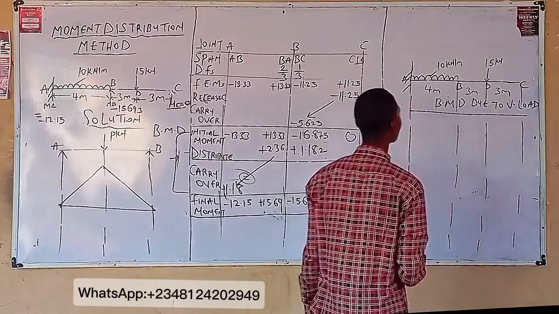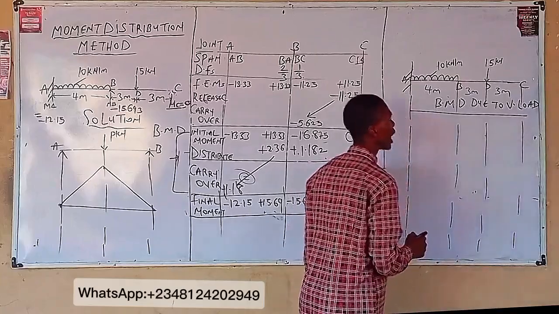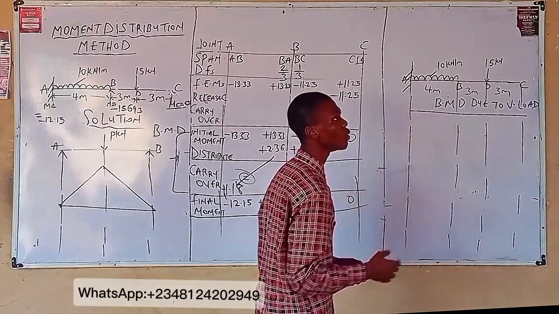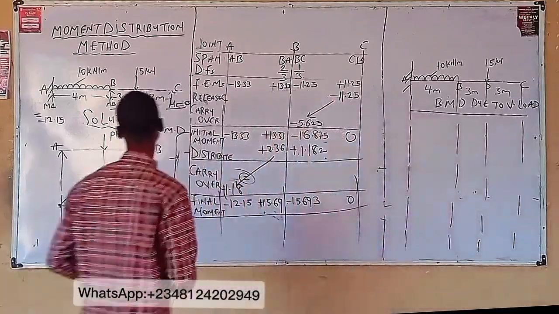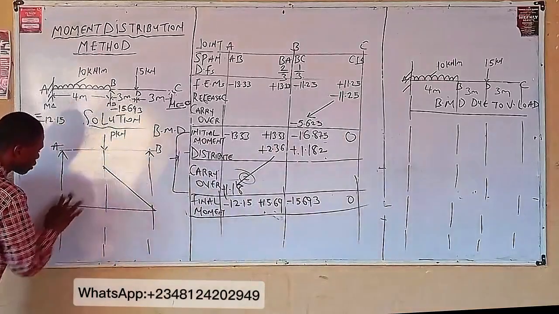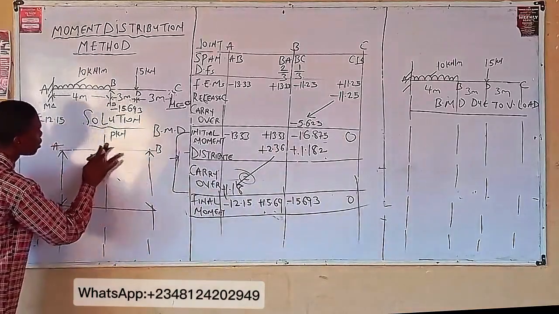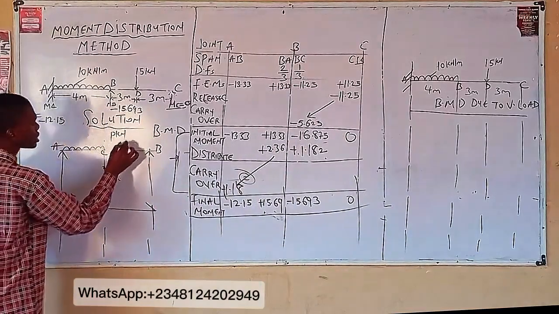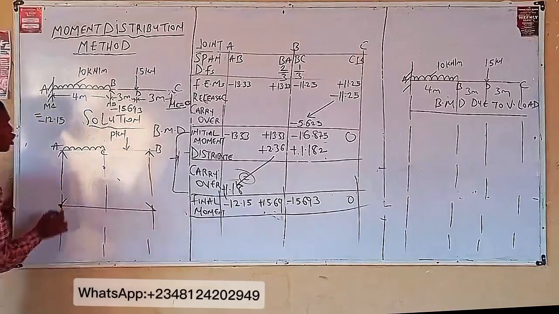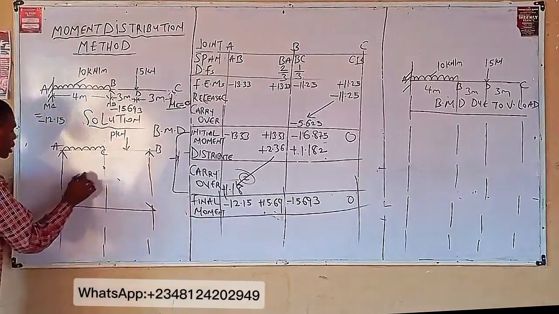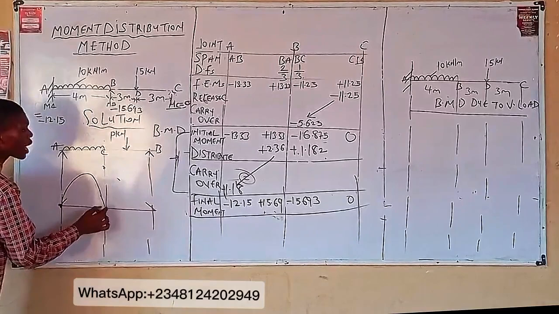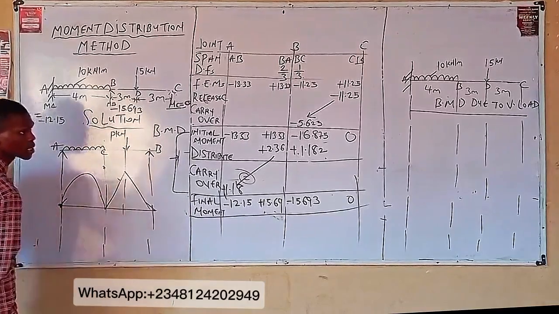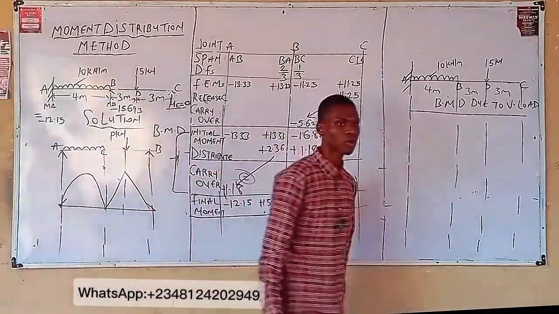Now, due to vertical load, for span AB, identify what type of load I am having. I'm having a UDL. And for a UDL, let's say this is your beam. Say this is a UDL. And say this is your point load. You know, my bending moment will be in this manner, right? Then for this point load, my bending moment will be of this nature, right?